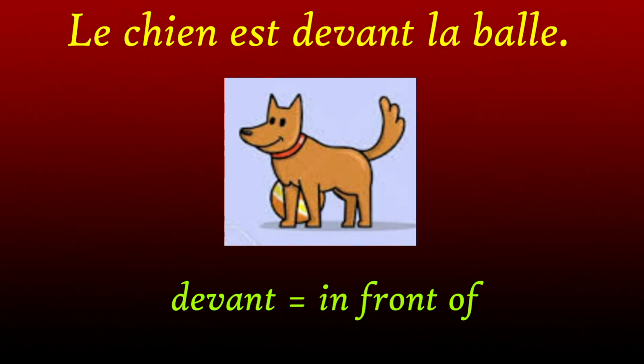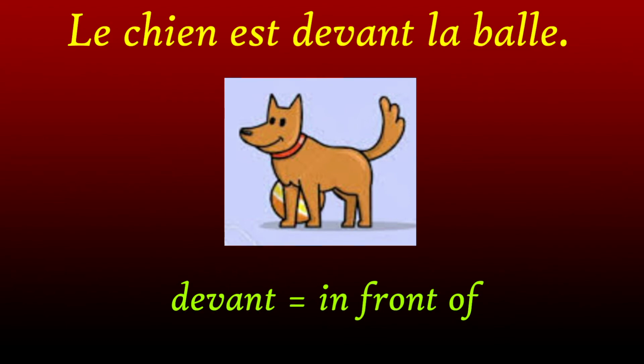Où est le chien maintenant? Le chien est devant la balle. Repeat, le chien est devant la balle. In front of the ball. Devant means in front of.